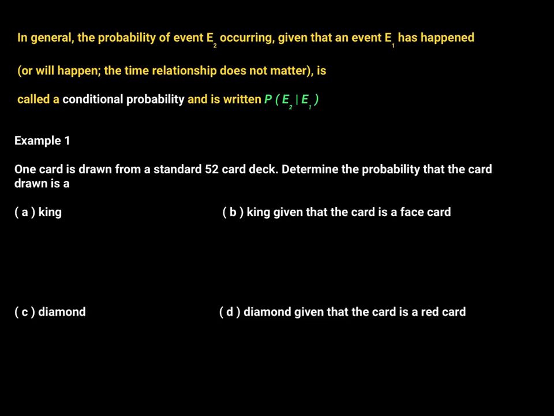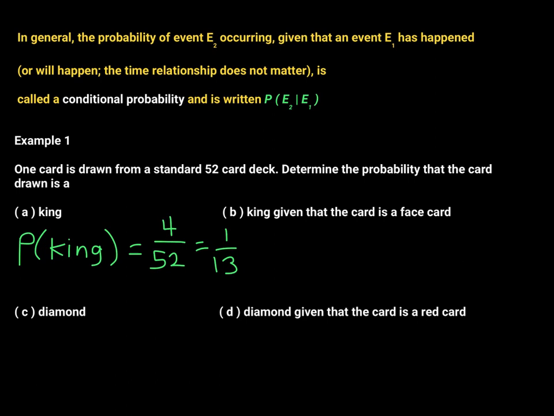For example, imagine one card is drawn from a standard 52 card deck. Determine the probability that the card drawn is, let's do the first one, a king. First of all, there are 52 cards in the deck, and out of the 52 cards, there are 4 kings, right? There's a king of spades, a king of clubs, a king of diamonds, a king of hearts. So the probability of us choosing a king is 4 out of 52, which is 1 over 13 when we simplify that.